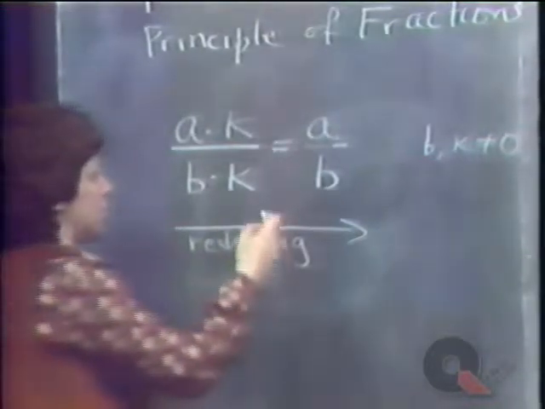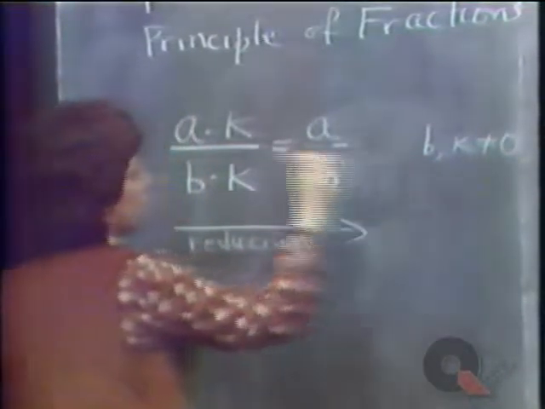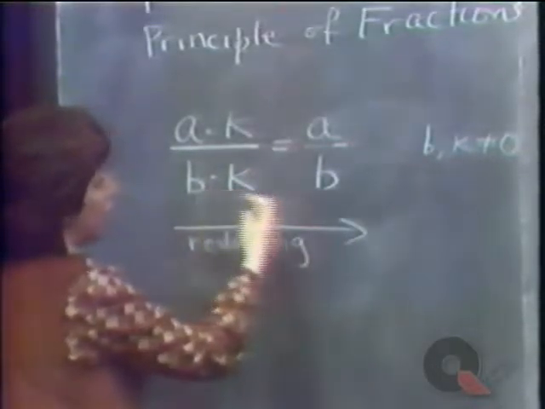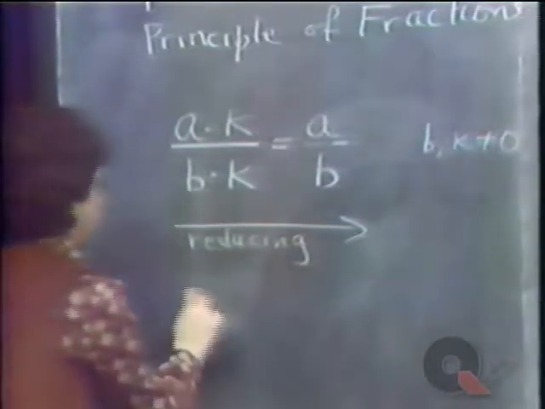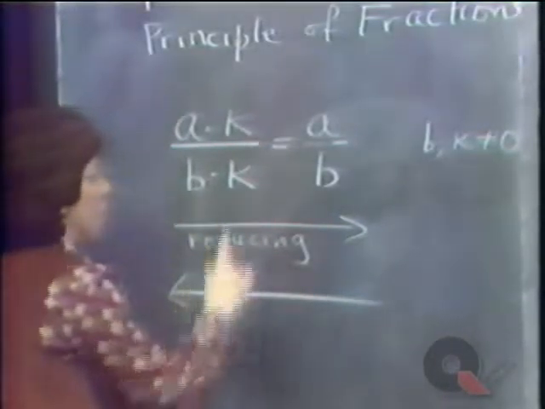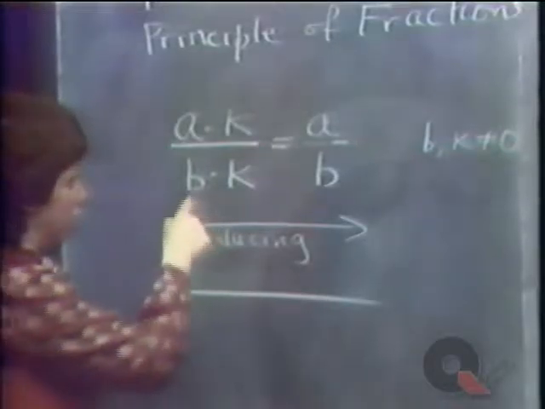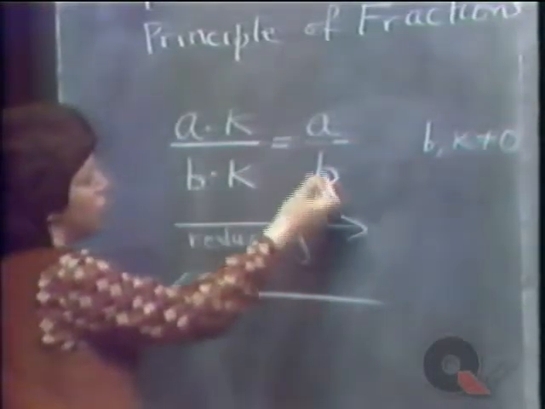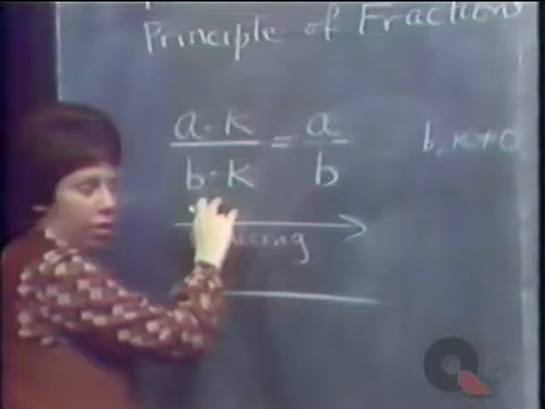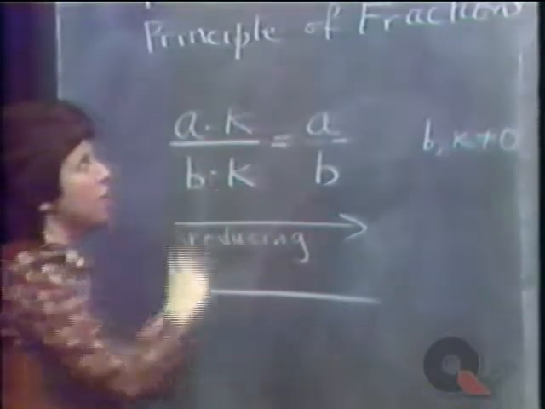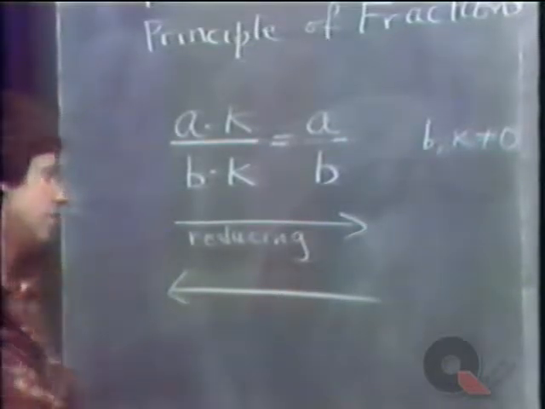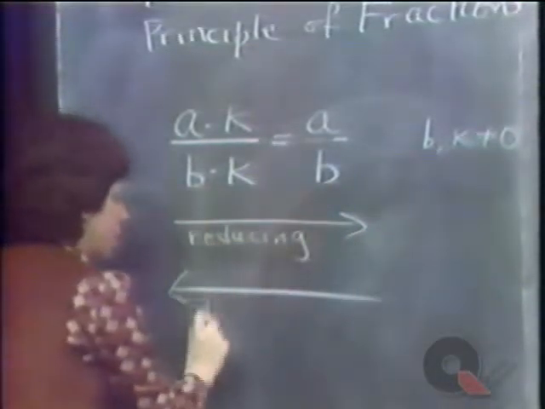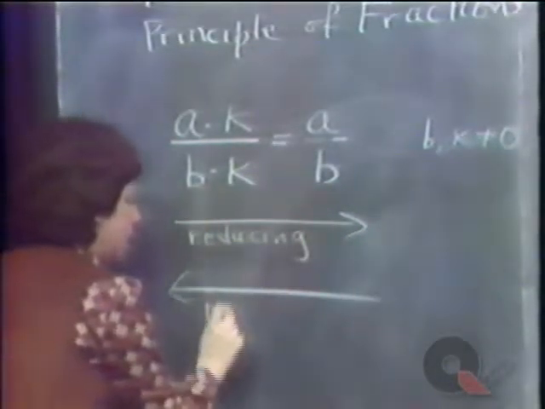On the other hand, sometimes we have a reason to use the fundamental principle in the reverse way. Start with a fraction and multiply numerator and denominator by the same non-zero quantity to get an equivalent fraction. This is called building a fraction. We usually build a fraction that has a larger denominator, so it's not in lowest terms. But we'll need this for our work in addition and subtraction of fractions, which is the topic of the next videotape. So using it in the reverse way, we call that building fractions rather than reducing fractions.